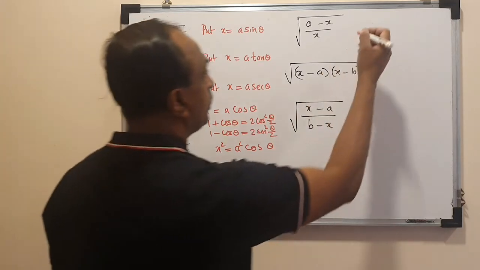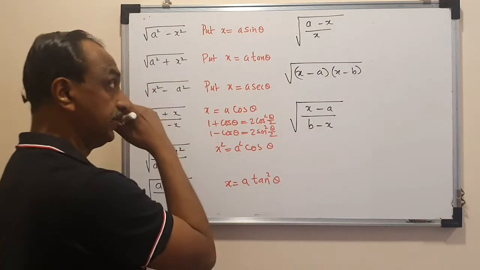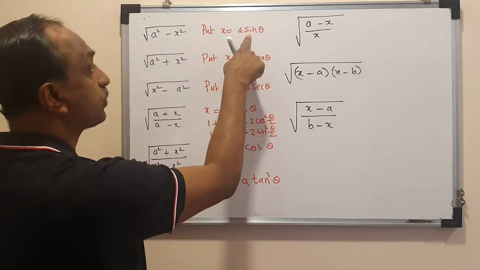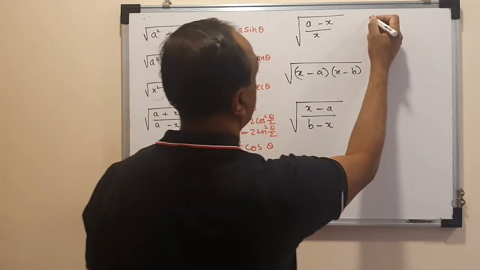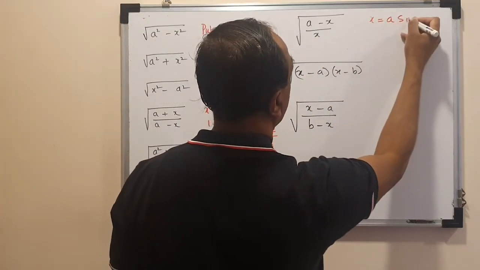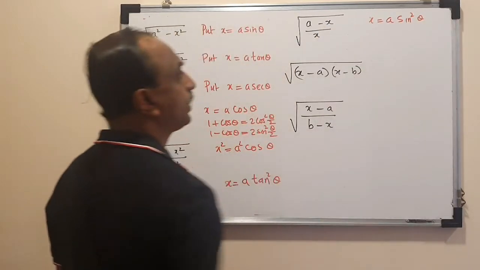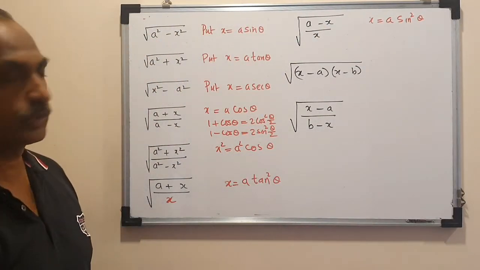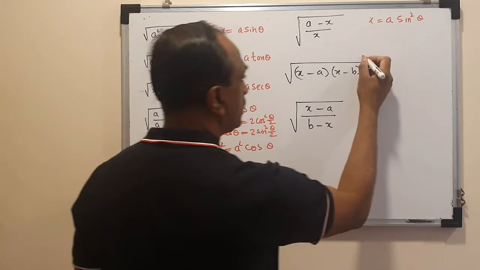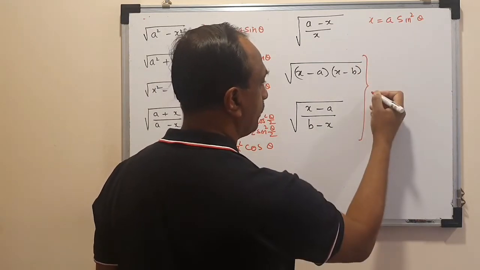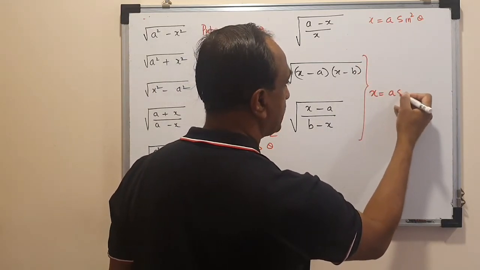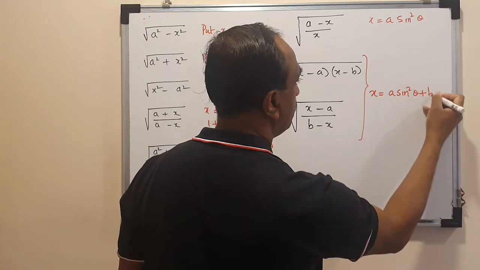Same thing here, you have a minus x. You can see here a square minus x square, you put a sin theta. So here x you will put as a sin square theta, so that when you take a common, 1 minus sin square will come here. In this one you need to put x as a sin square theta plus b cos square theta.